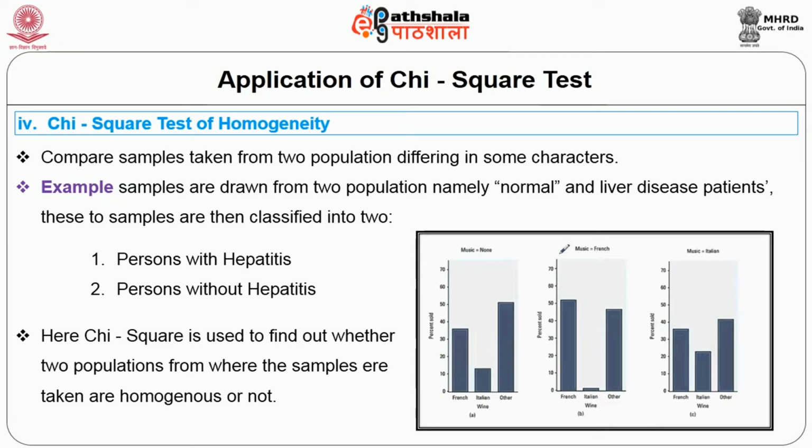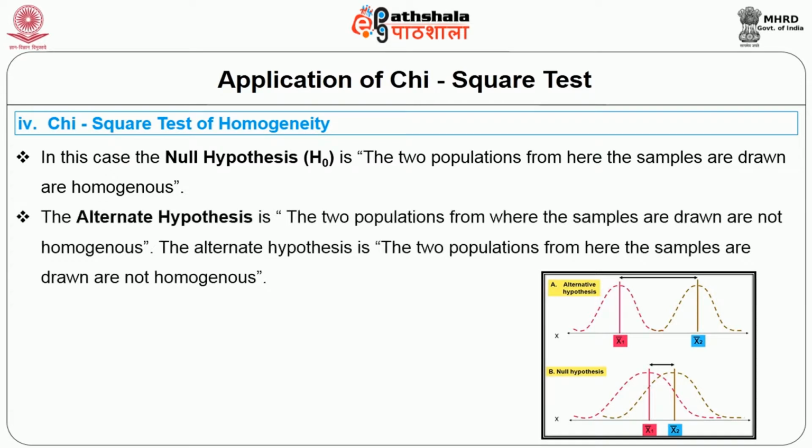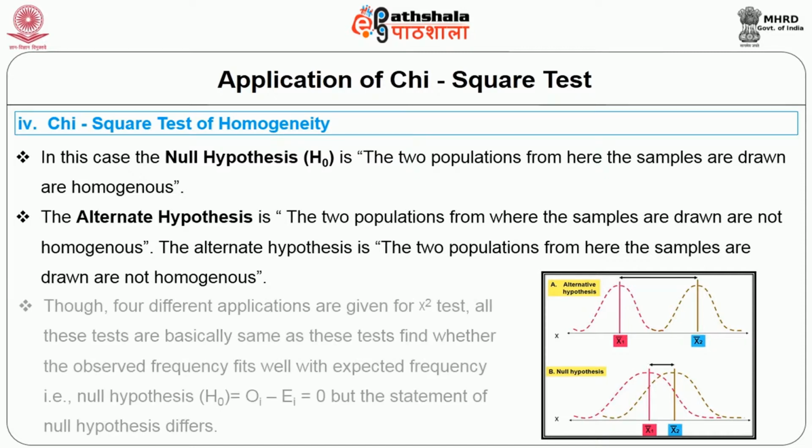Here, chi-square is used to find out whether the 2 populations from which the samples are taken are homogeneous or not. In this case, the null hypothesis is the 2 populations from which the samples are drawn are homogeneous. The alternative hypothesis is the 2 populations from which the samples are drawn are not homogeneous.